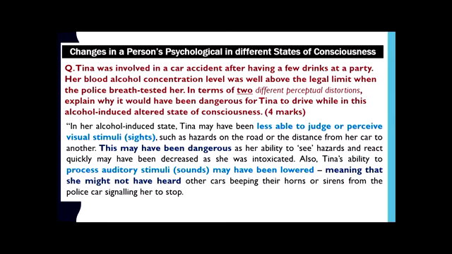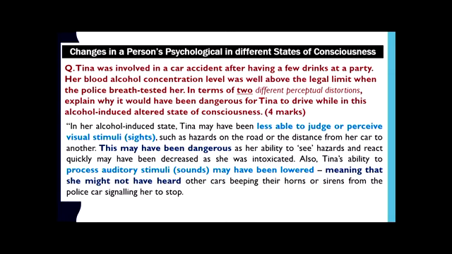Also, Tina's ability to process auditory stimuli like sounds might have been lowered, so this might explain why she didn't hear the other cars beeping at her or the police siren signaling her to stop. So again, all we're doing is taking that information that we know and linking it back to the scenario, adding in a few elements of the scenario to make it more elaborate, and that's about it. You get 1 mark for naming the first distortion, 1 mark for explaining in relation to the scenario, 1 mark for the second, and 1 mark again for relating back to the scenario. So that's 4 marks altogether.